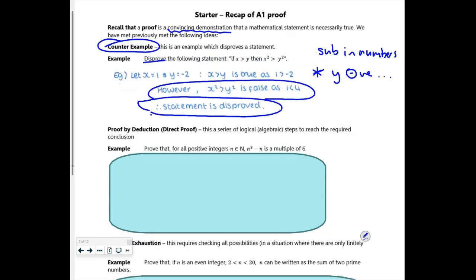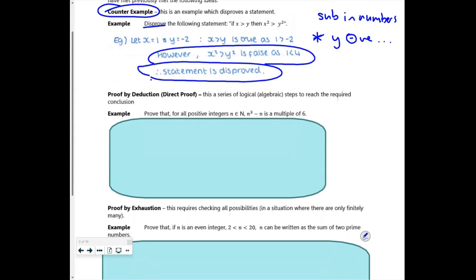Right, so there's another one here, proof by deduction. So direct proof, logical algebraic steps, so I like a bit of algebra. So prove that n cubed minus n is a multiple of 6. So if it's a multiple of 6, I'm looking for it to be a multiple of 2 and a multiple of 3. So I'm kind of thinking here, 3 consecutive integers. That's what I'm thinking. We'll see if that works when we take the thing off.